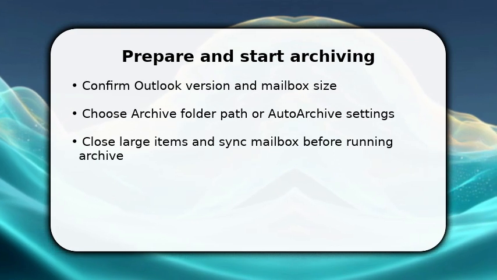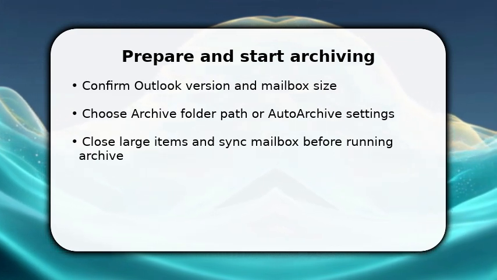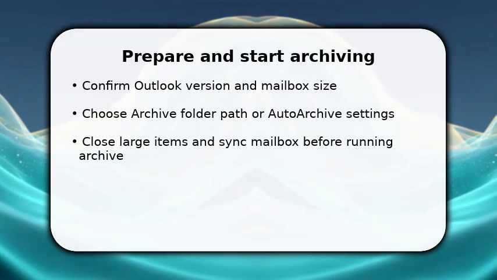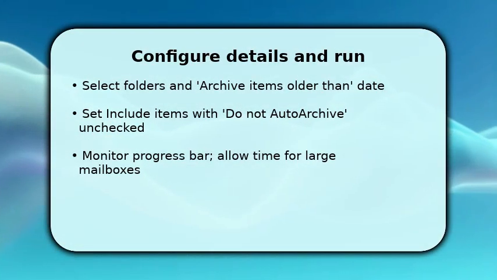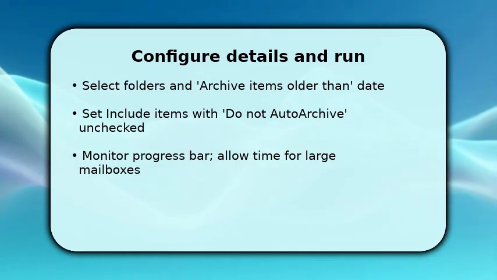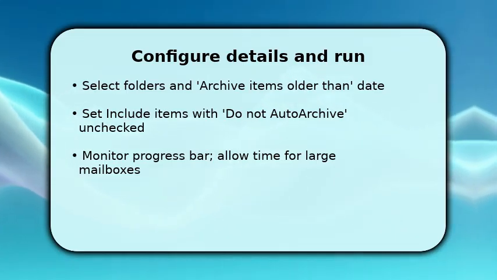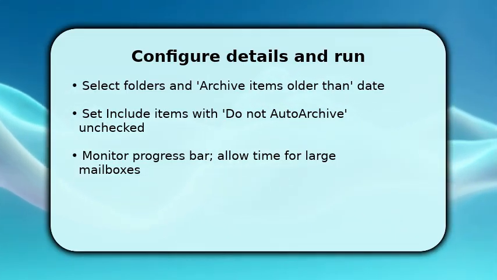Now configure the archive parameters. Pick the mailbox folders and set the archive items older than date that retains recent mail. Make sure to include items marked to bypass auto archive if you want them archived. This overrides folder-level exemptions. Click OK to run.